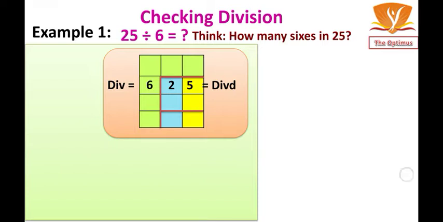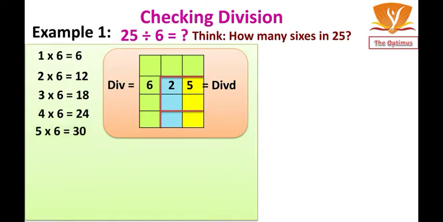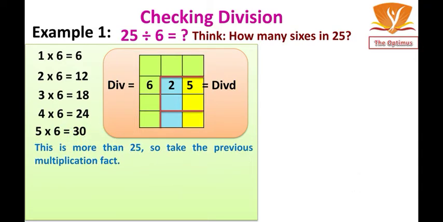Next I am going to say the tables. 1 6 are 6, 2 6 are 12, 3 6 are 18, 4 6 are 24, 5 6 are 30. 5 6 are 30 is more than 25, so take the previous multiplication fact, that is 4 6 are 24. 4 I am going to write in quotient.